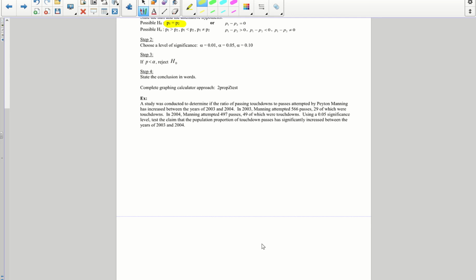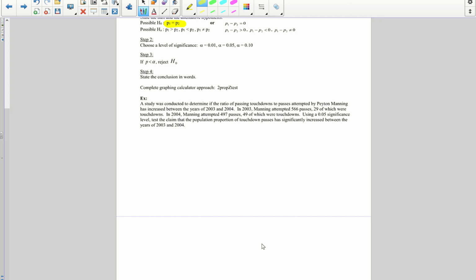So anyway, a study was conducted to determine if the ratio of passing touchdowns to passes attempted by Peyton Manning has increased. I never changed the tense. Had increased. It was a long time ago now. Between the years of 2003 and 2004. In 2003, Manning attempted this number of passes with this number of touchdowns. In 2004, he attempted fewer passes with more touchdowns. Using a .05 significance level, Tesla claimed that the population proportion of touchdown passes has significantly increased between the years of 2003 and 2004.